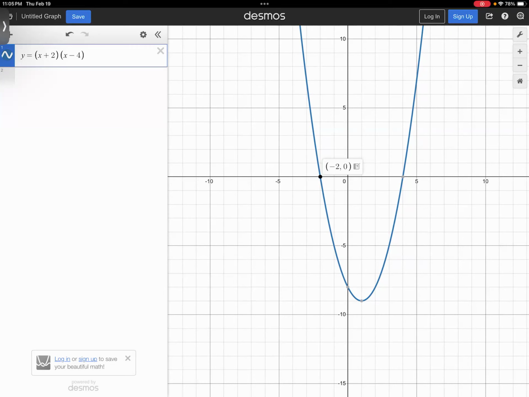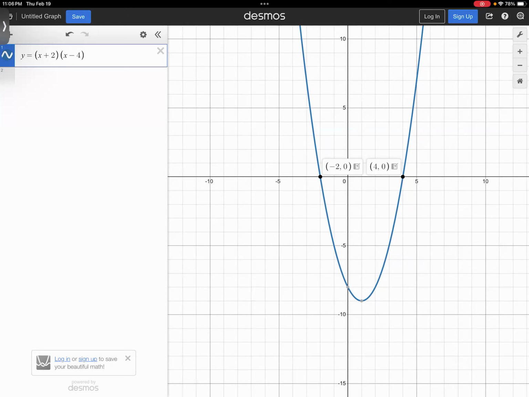Or you can say, hey, if I know the root is negative 2, then I know the x-intercept is negative 2 comma 0. For the second factor, I have x minus 4. So what does it mean? Well, if you have x minus 4, then you know the other root is going to be at 4. Well, that's nice, right? That's very nice.